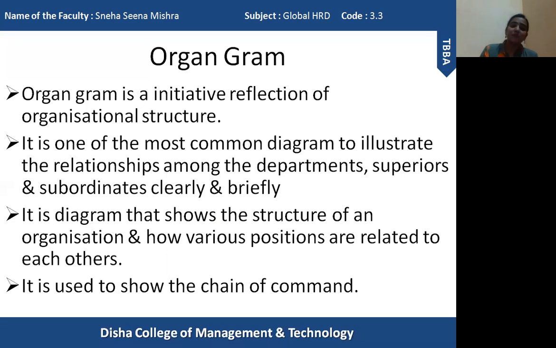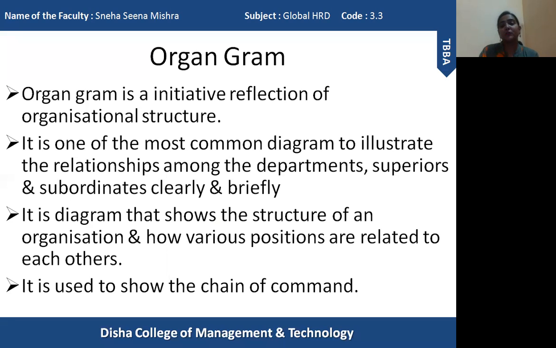Clear? So it basically represents the structure of the organization and how various positions are related. For example, the position of a clerk is related to other jobs also. To what extent they are related to each other, to what extent they are dependent on each other, each and every aspect is described in the diagram. How various positions and jobs are connected to each other, and how they are supposed to work in a coordinated manner, everything is explained in the pictorial representation of the organization structure.